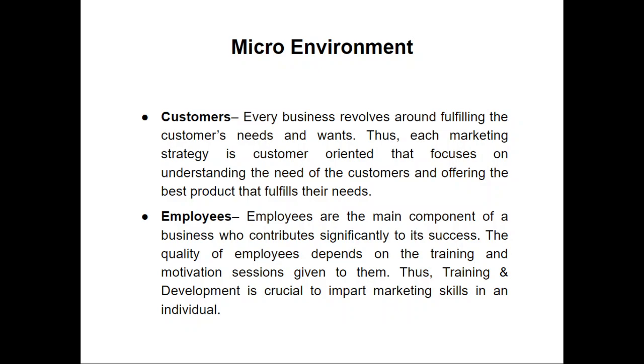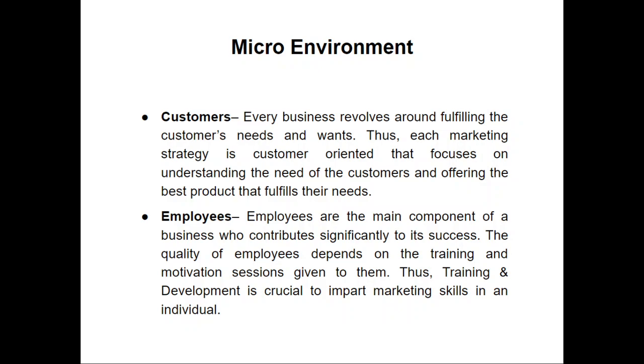The second element of microenvironment is employees. Employees are of different levels. Employees are the main component of business who contribute significantly to its success. The quality of employees depends on the training and motivation sessions given to them.